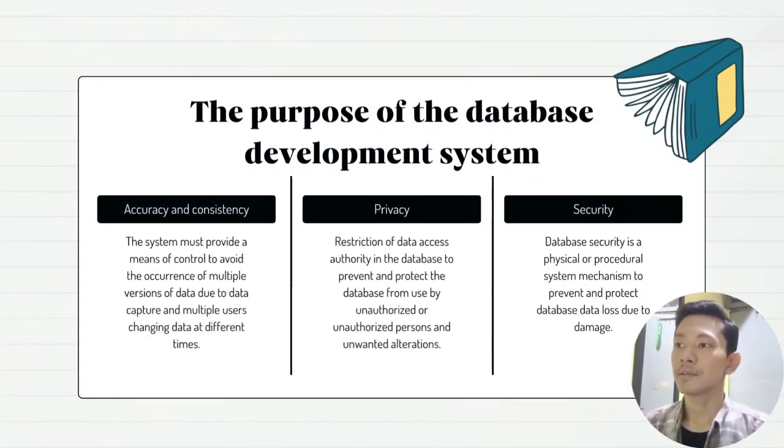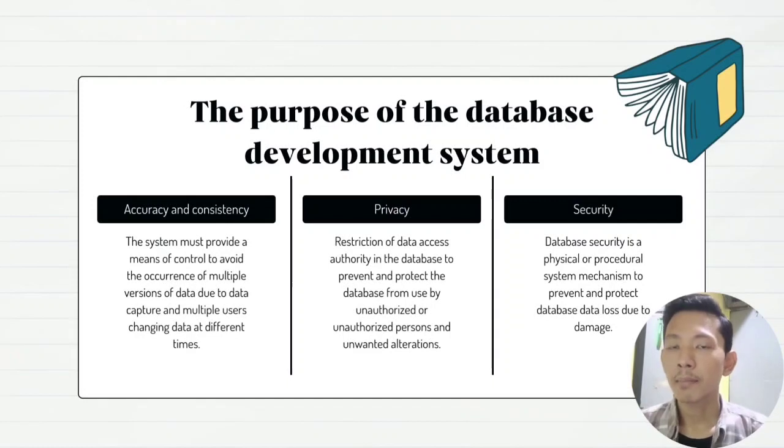And number 10 is about accuracy and consistency. The system must provide a means of control to avoid the occurrence of multiple versions of data due to data capture and multiple users changing data at different times.